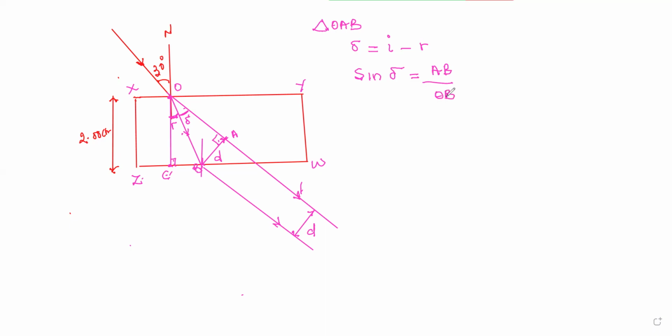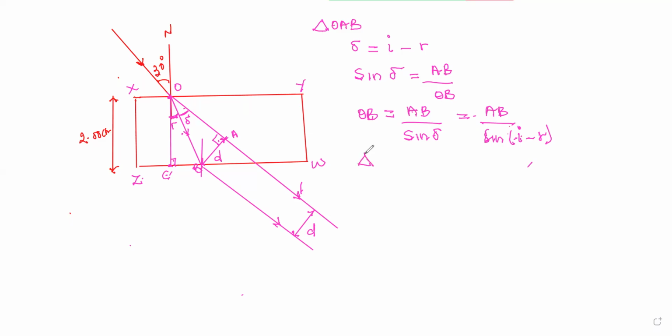Class, I hope you are following. Are we following? Yes, please. So OB is equal to AB over sine sigma. And we can find sigma by subtracting R from I. So sine of I minus R. Let's consider the other triangle for the same analysis.